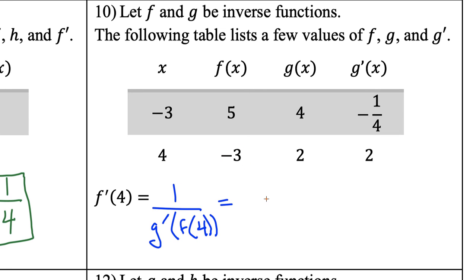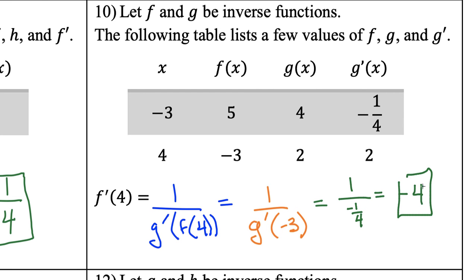Let me undo this. This is 1 over g prime of negative 3. And from there, what is g prime of negative 3? That is negative 1/4. So let's say 1 over negative 1/4. And keep it, change it, flip it, that's just negative 4.